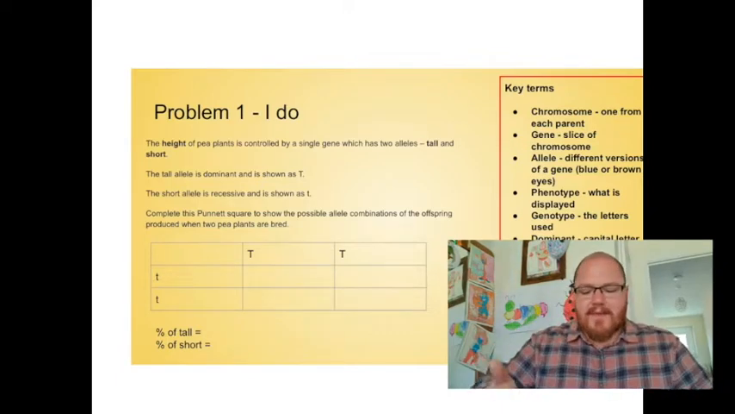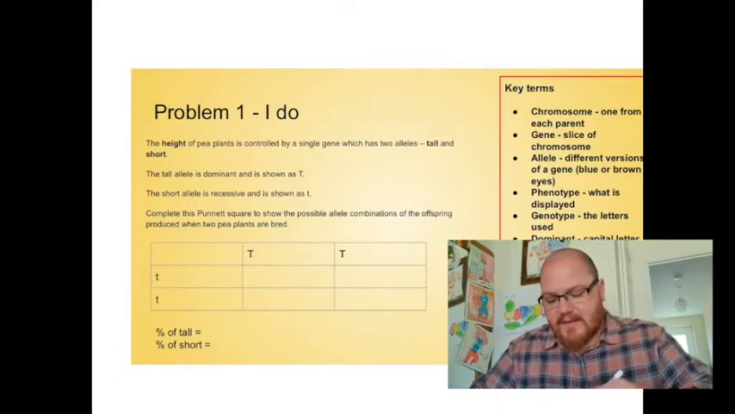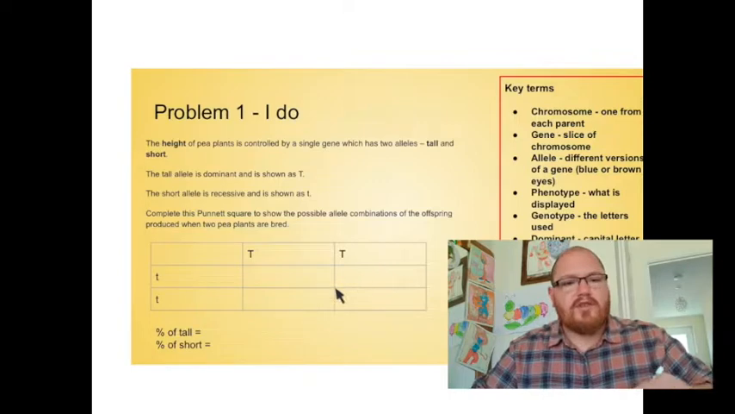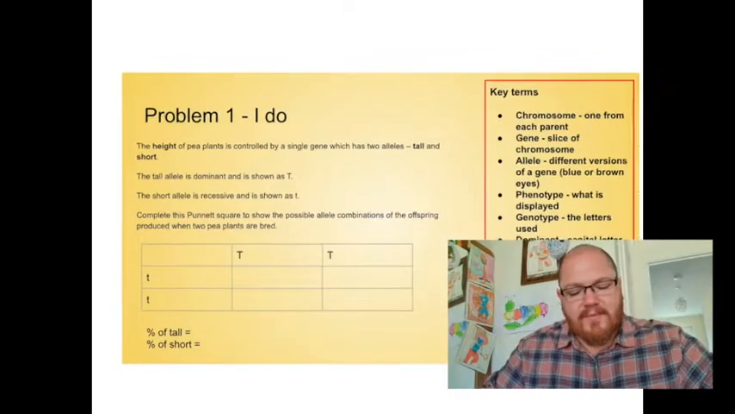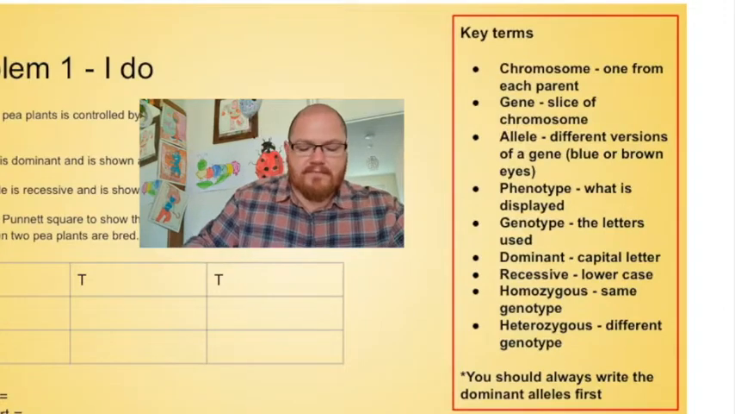I'm giving you the cross this time. So I'm giving you this thing. It's called the genetic cross. It's kind of like a noughts and crosses thing. Just want to go through some key terms before we dive into this.